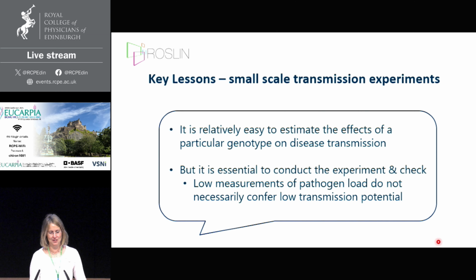So the key lessons we learn here. It's actually really easy, if you have the question of what a specific QTL does to disease transmission, to test it, but you need to test it. You cannot take it for granted that a resistance or resilience allele will reduce disease transmission.